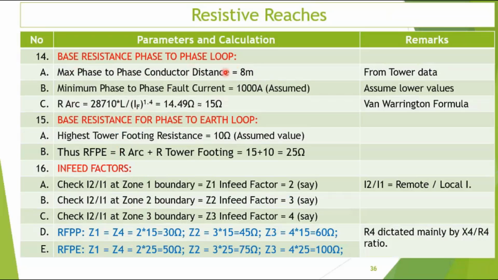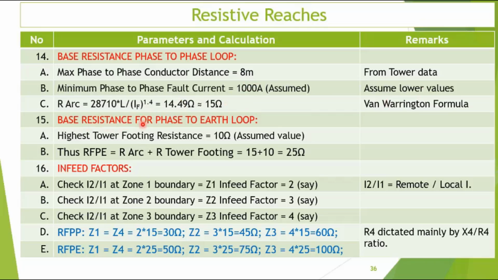Generally, the phase-to-phase conductor distance is taken, and the minimum fault current we assume on a very low range, so that I get quite a high arc resistance. 1000 ampere fault current at a 400 kV level is too low. We should have taken it more. But anyway, there might be 3-phase faults and those sorts of faults where the fault current is really less. So that is why it has been assumed. Assume lower values to get this arc resistance on the higher side.